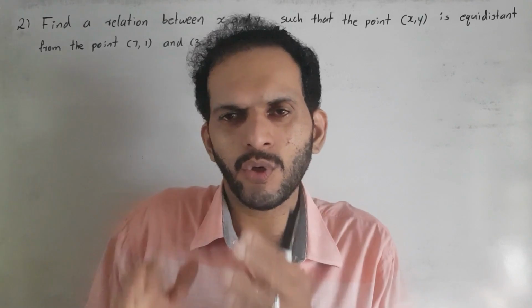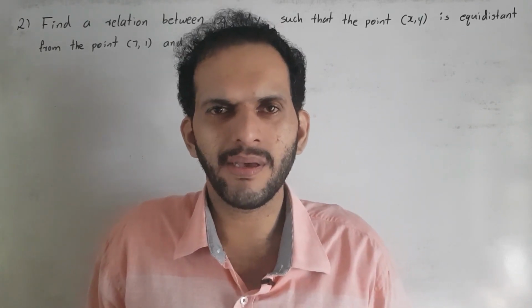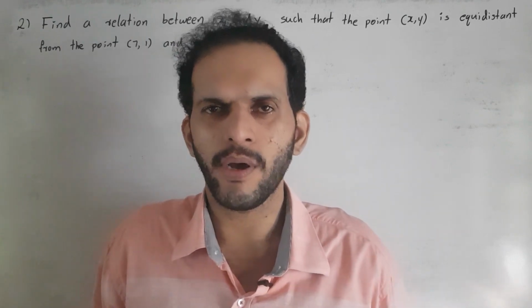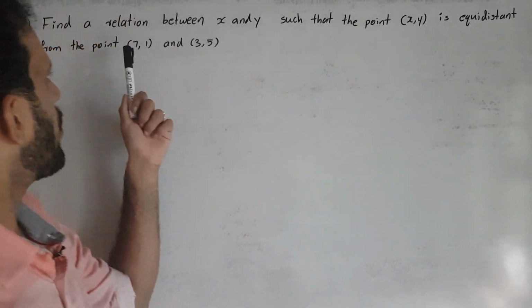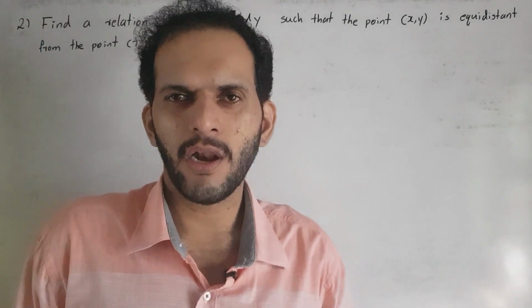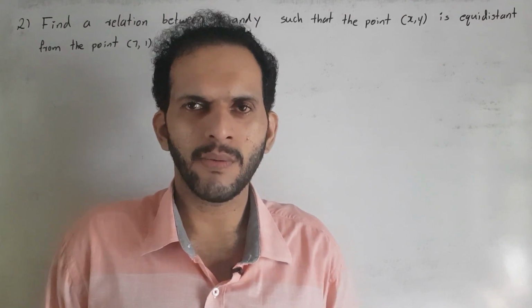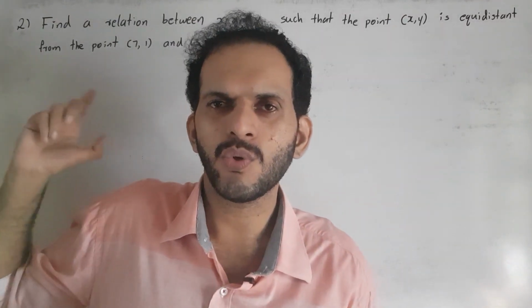Okay, then for making an equation, what is given here is that we have 3 points. The first point is xy, the second point is 7 1, and the third point is 3 5. Then the relation of these 3 points is given: the xy is equidistant from these 2 points.